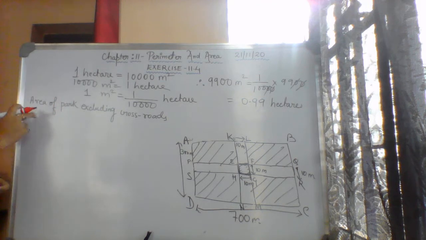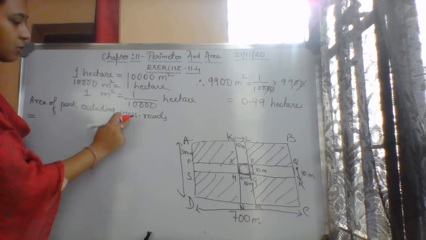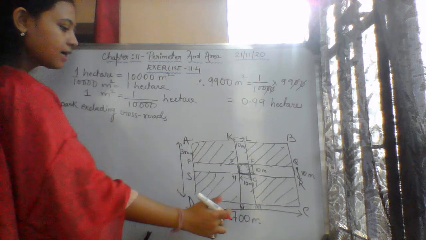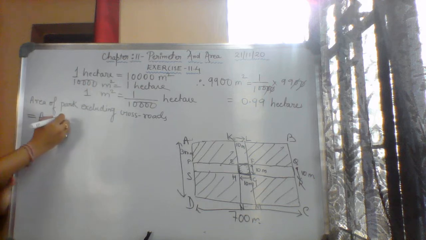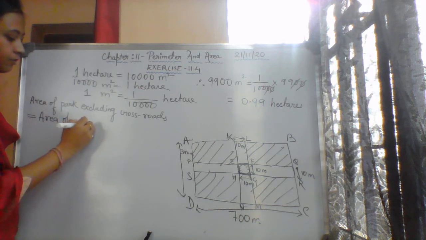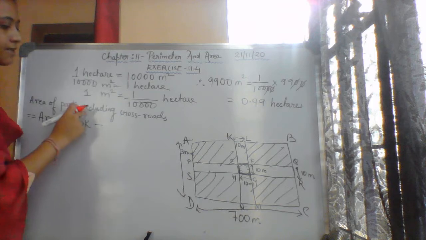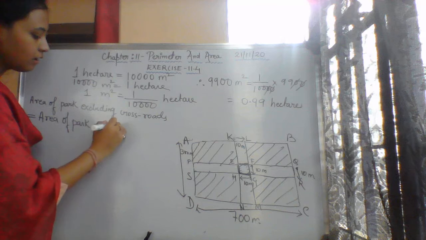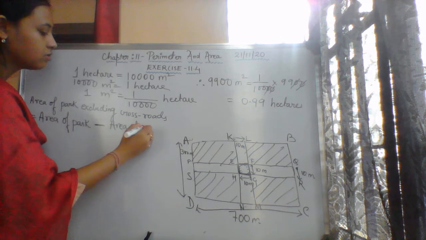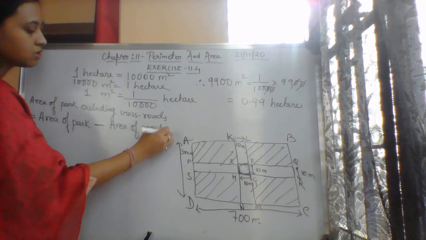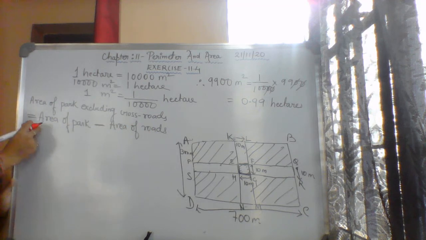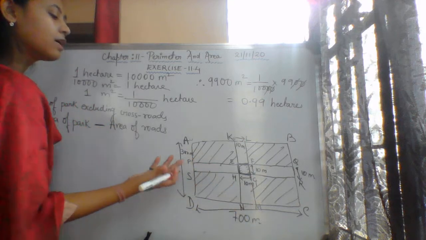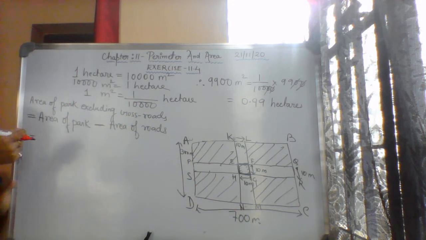Okay, now the area of the park excluding crossroad, that is the area of the total rectangle, the area of the total park, minus, I am excluding crossroad. Excluding means minus the crossroad area, the area of road or crossroads. Okay, so this is our main concept. Area of the park minus area of the crossroad. We can easily find the area of the shaded part, you can see.